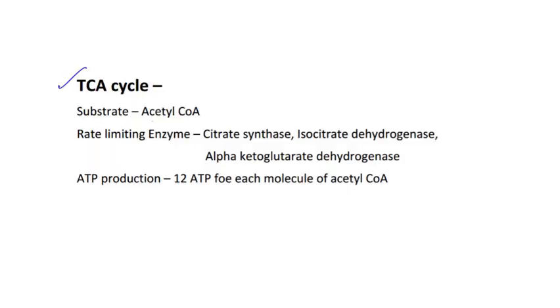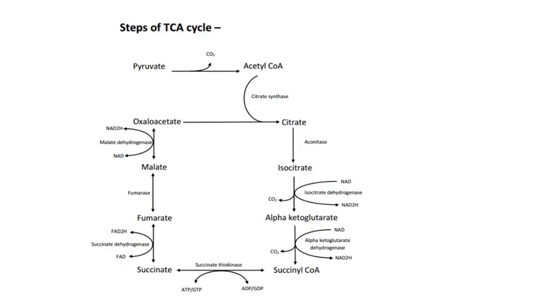Here the substrate is acetyl-CoA. The rate-limiting enzymes are citrate synthase, isocitrate dehydrogenase, alpha-ketoglutarate dehydrogenase. And 12 ATP is produced for each mole of acetyl-CoA. Here are the steps of TCA cycle.